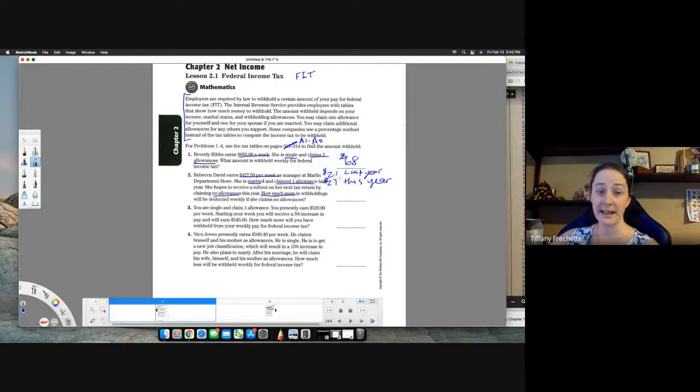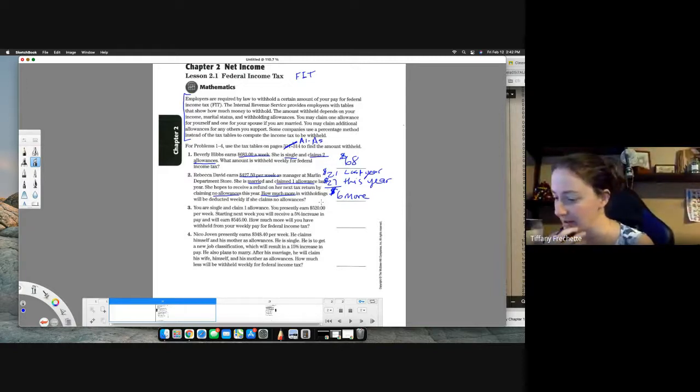Neither one of these is the answer. They're asking us how much more will be withheld. So there was 21 being withheld. Now there's 27 being withheld. So $6 more. So 6 more will be withheld every week. And then she'll potentially get her tax return there based on that amount.